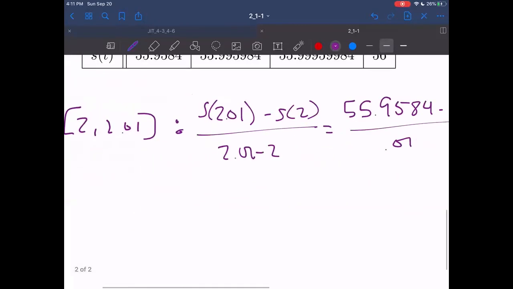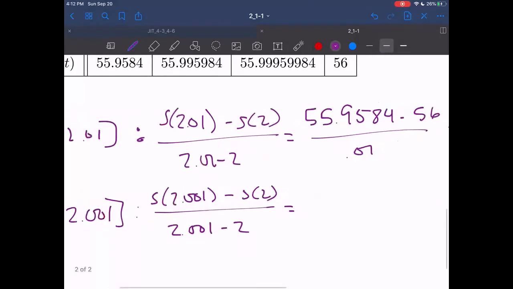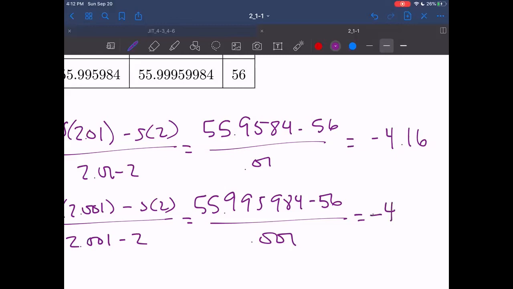Then we can do our second largest interval, 2 to 2.001. So it'll be s of 2.001 minus s of 2 over 2.001 minus 2. That comes out to be 55.995984 minus 56 over 0.001, which is negative 4.016.